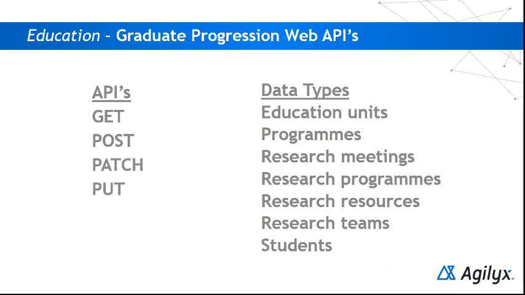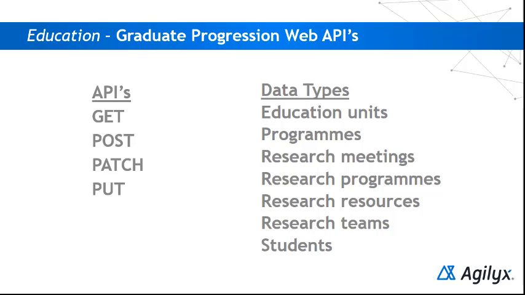Graduate Progression Web API. The new Graduate Progression Web API enables data from the Graduate Progression module to be shared with other systems without needing to be re-entered manually using the following REST functionality. That's GET. These operations return data requests from the database. POST. These operations add entries to the database. PATCH. These operations amend specified details of a database entry. PUT. These operations create or replace entries in the database.